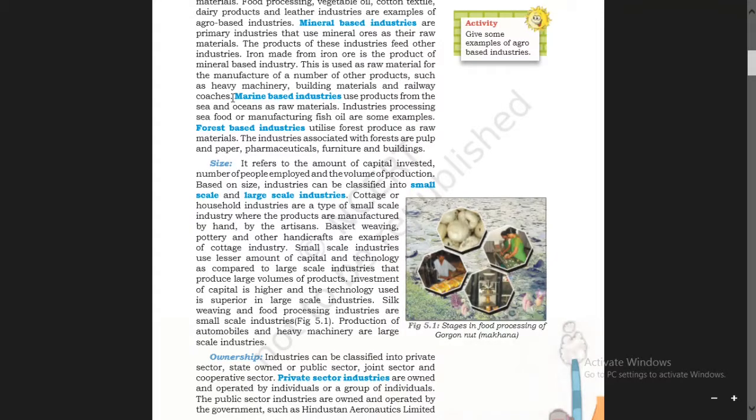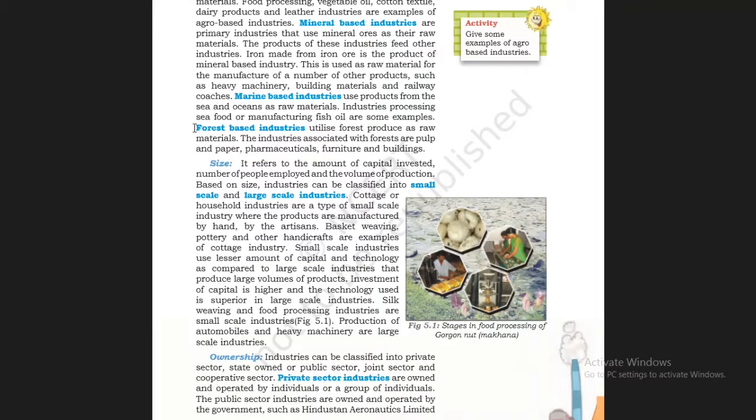Now let us see the next one, that is marine-based industries. Marine-based industries use products from the sea and ocean as raw materials. Industries processing seafood or manufacturing fish oil are some examples. Marine-based industries are based on water most probably. These marine-based industries use products from the sea and oceans, remember, as their raw materials. Industries processing seafood, that is, food found in the sea, or manufacturing fish oil are examples of marine-based industries.